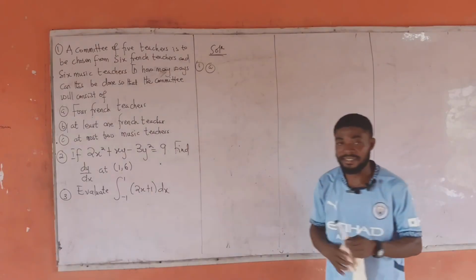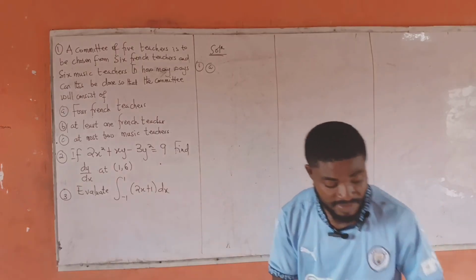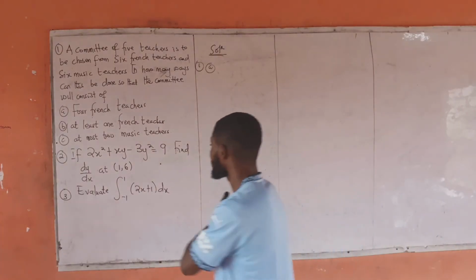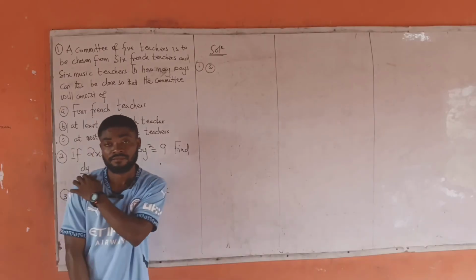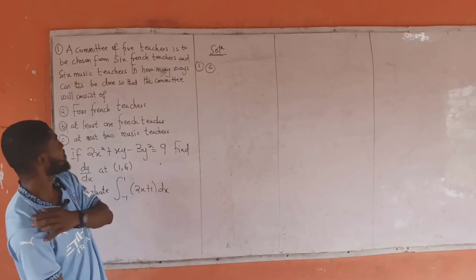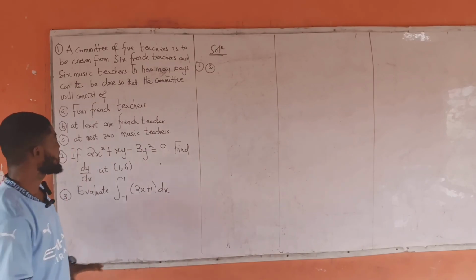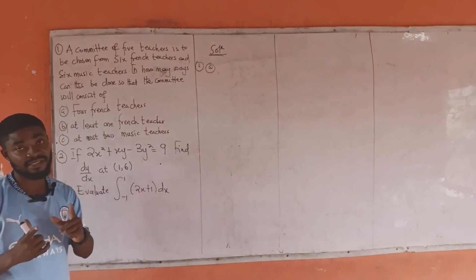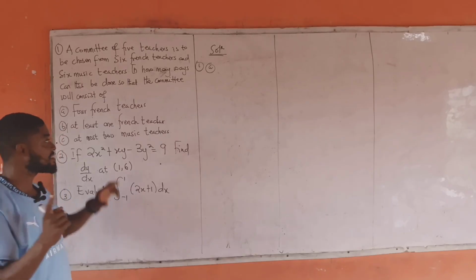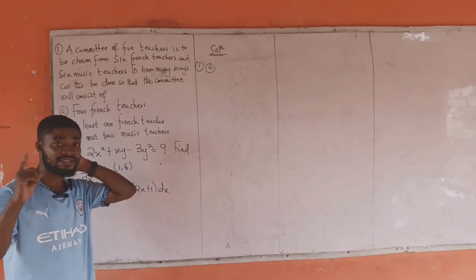looking at question 1a, the committee that we are supposed to form. How many ways can it be formed so that it contains four French teachers? So meaning that if there are four French teachers, then there should be one music teacher. That is the meaning. Four French teachers, meaning that there should be one music teacher.